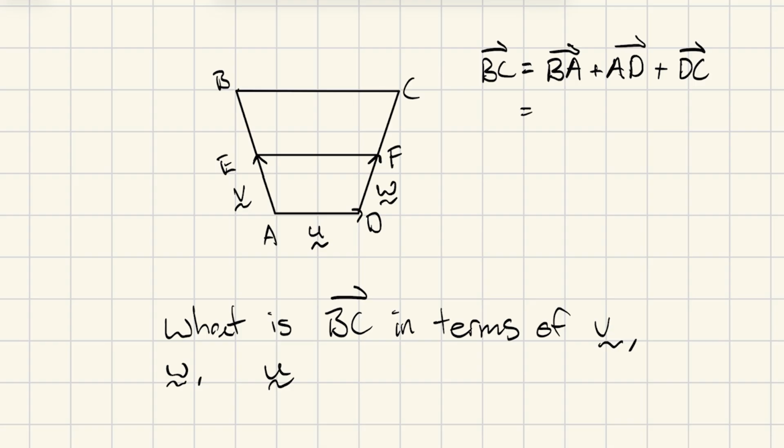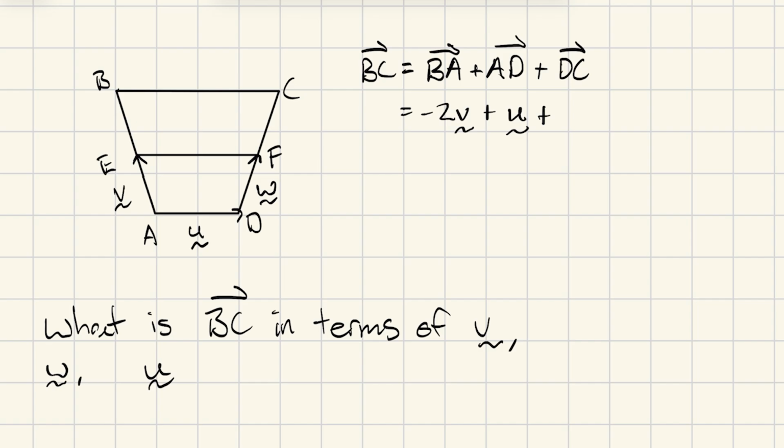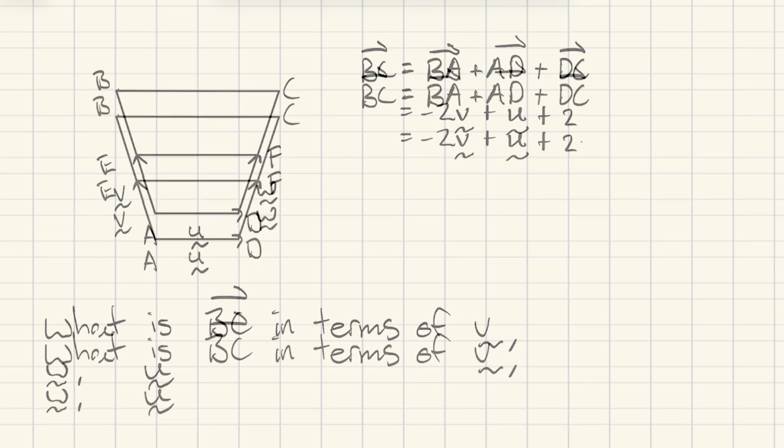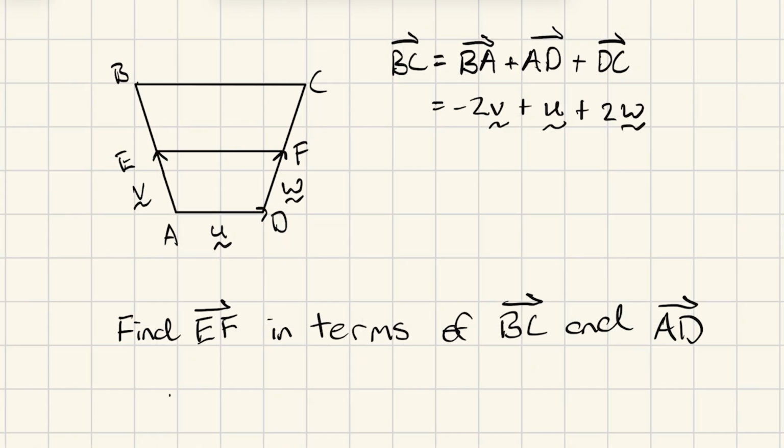Now, what is BA? Well, BA, you can see, is the same direction as V, but opposite. So we know there's going to be a minus sign somewhere. And it's also 2 times the length of V. So this is going to be minus 2V. Now, what's AD? That's just U. And DC, sort of similar reasoning to BA. DC is just 2 times the length of W. Done. Now we are going to do a slightly more difficult question.